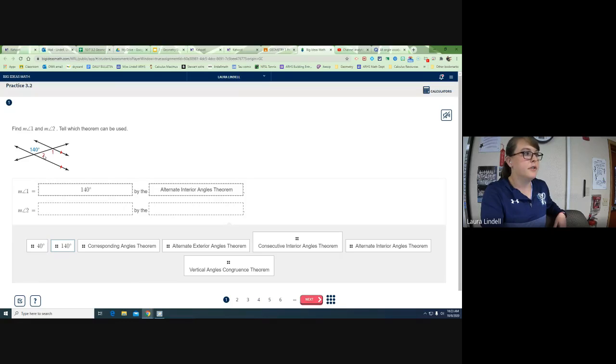Then we can talk about angle 2 and the relationship between angle 1 and angle 2. Angle 1 and angle 2 are on the same side of the transversal, and they're inside the parallel lines. So that means they're consecutive interior. So that would be consecutive interior angles is what we pick. And then since they're consecutive interior, that means they add to 180. So I would take 180 and subtract off 140 because that's what angle 1 was, and get 40. So that's how we want to approach that sort of problem in big ideas.